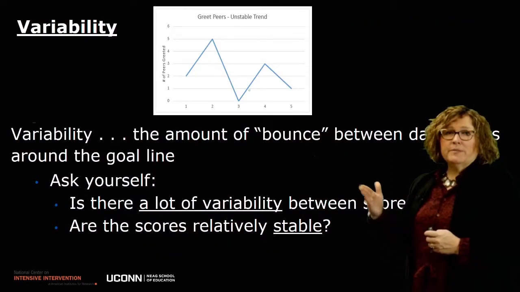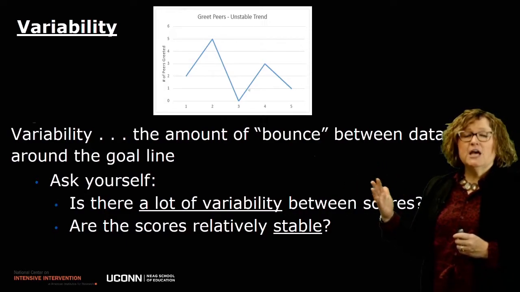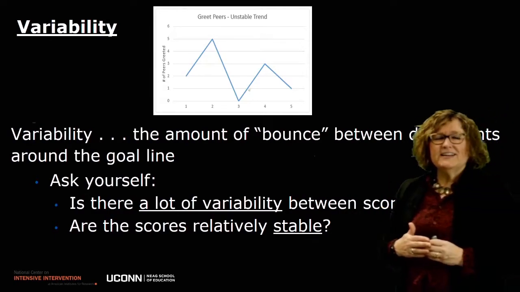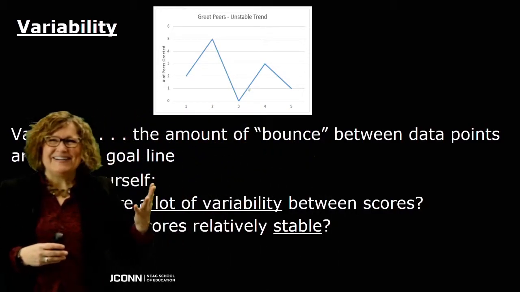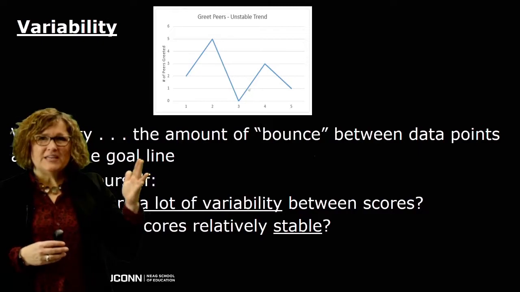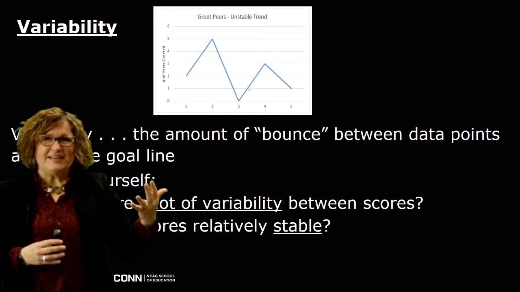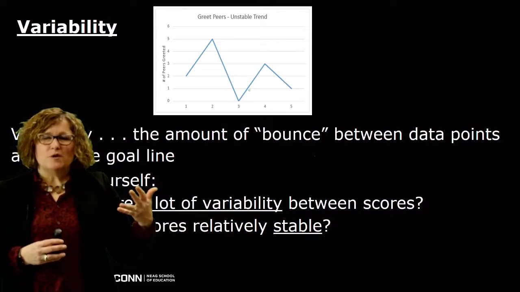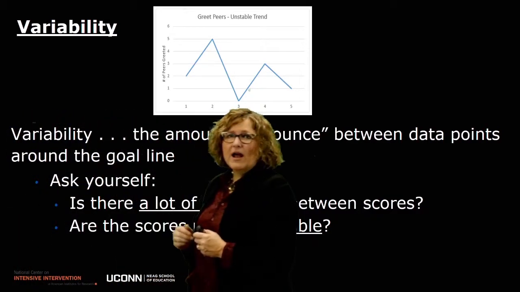So we've talked a little bit about visual examination using level, using trend. Let's talk a little bit about variability of data or bounce in the data. Variability in CBM happens. Variability is common. Students have days when they certainly are reading more fluently or less fluently, or they're providing more correct choices on a maze than the next day. But variability is the amount of bounce between data points around the goal line.